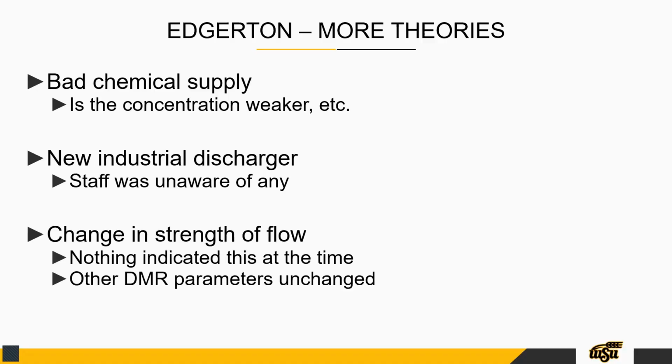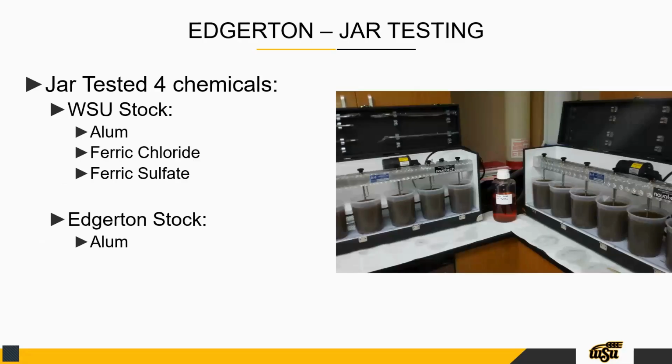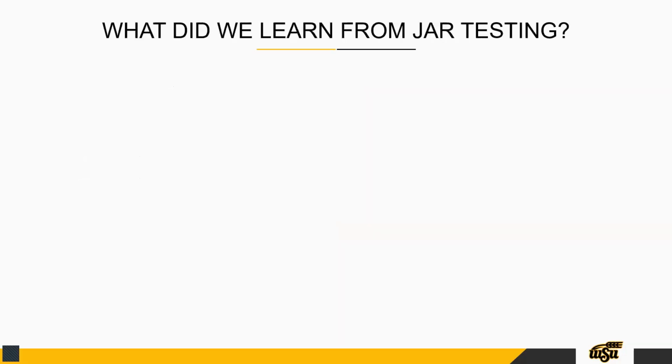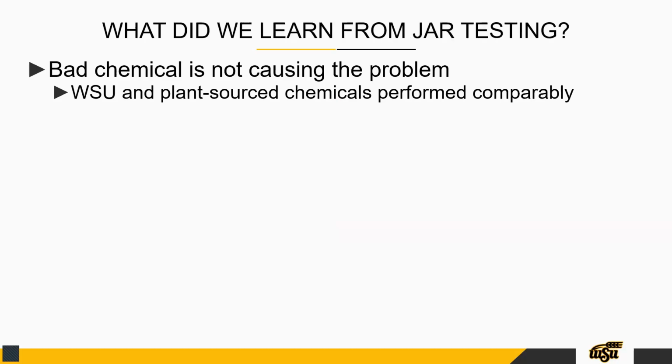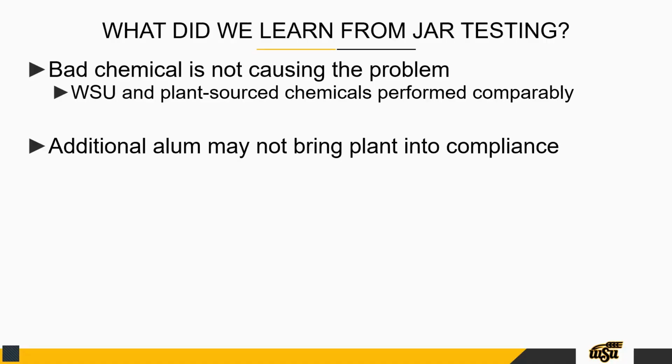Staff was unaware of any at that point. Possibly the strength of the flow is different, but we couldn't really find evidence of that. The other DMR data was more or less the same. So we tested everything we test, which was alum, ferric chloride, ferric sulfate. And then I also tested alum from that big tank that Edgerton has. What did I learn from it? Bad chemical wasn't it. My alum and their alum basically got to the same values.